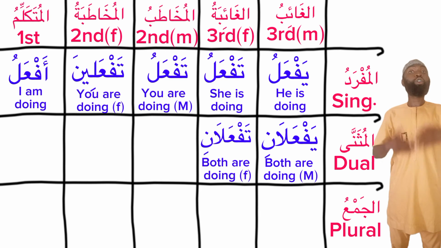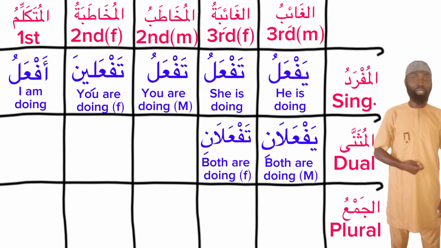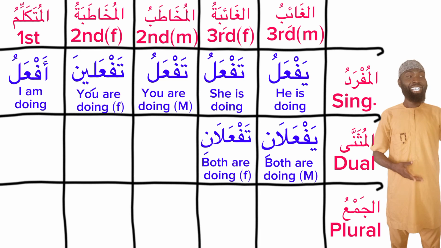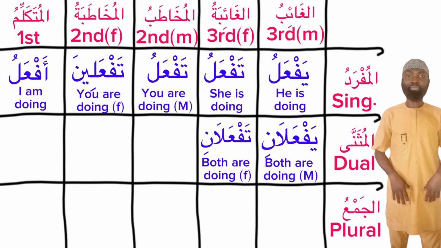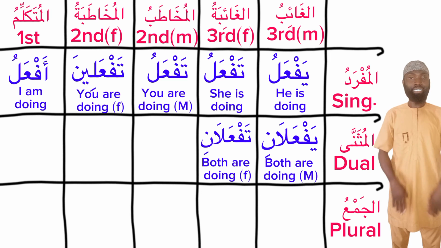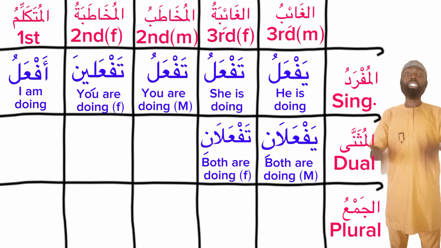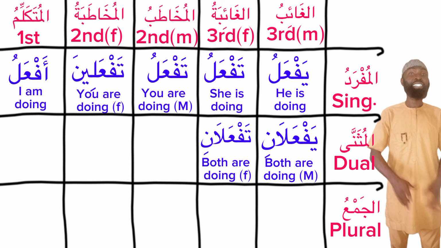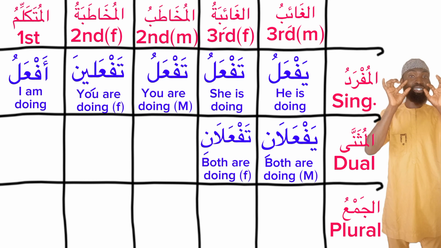For females, if you want to say these 2 girls are going, you can say tadhhabani. Both of them are going. If you want to say both of them are sitting, females, it will be tajlisani, meaning both females are sitting. Now this pattern taf'alani is used in 3 places. It is used when you have third person 2 females, and it is also used when you have second person 2 males, and when you have second person 2 females. So this word could be used for these 3.